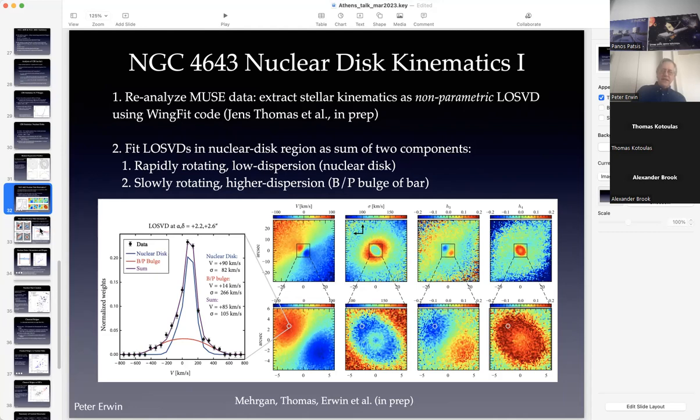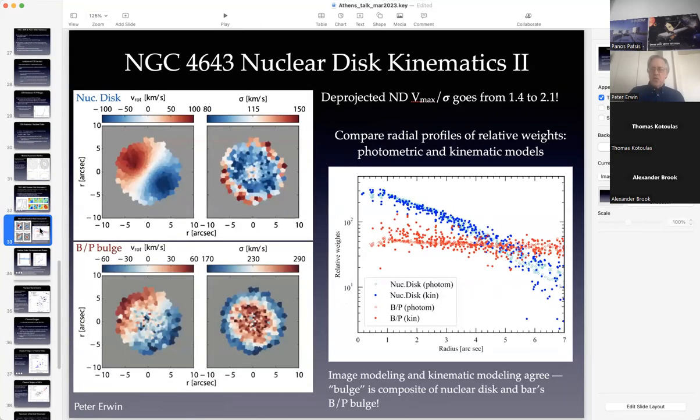Now, the neat thing about this is that in the left-hand panels, we can look at the individual components. So the upper two panels are the velocity and the dispersion of the nuclear disk component from our decomposition. Rapid rotation, low dispersion. In fact, if you measure velocity along the major axis and divide it by the local value of dispersion, then in the full data set from the pPXF analysis, you get a Vmax over sigma of 1.4. But using just this component from our decomposition, it goes up to 2.1. So it tells you that the disk is kinematically cooler than you would naively think from just looking at the total 2D velocity fields. And again, the BP bulge down on the bottom here has some rotation, but not much, and higher dispersion.